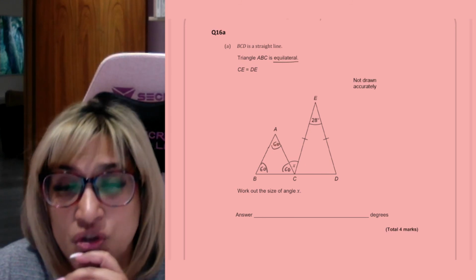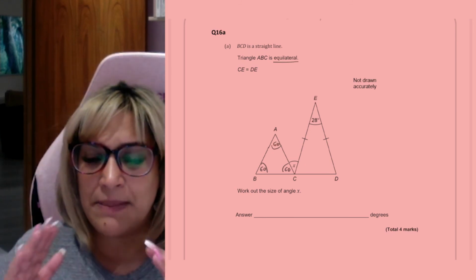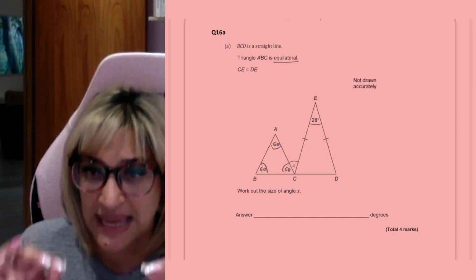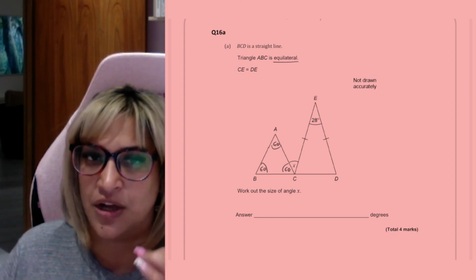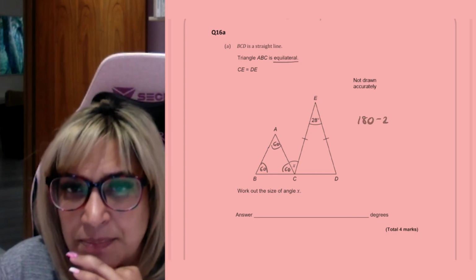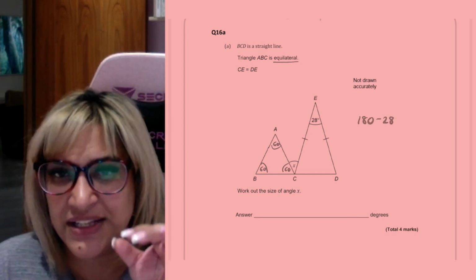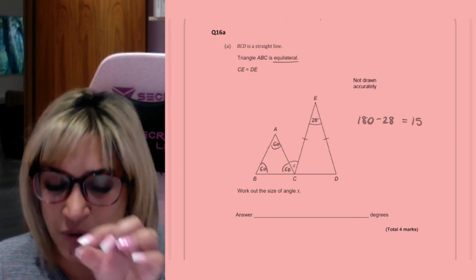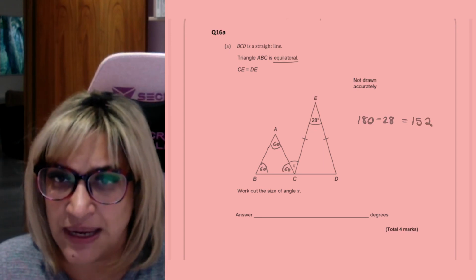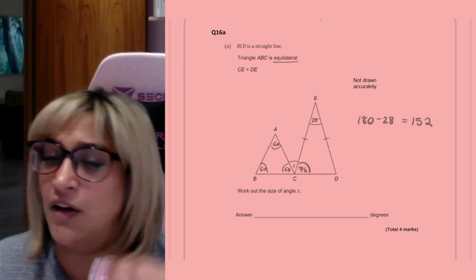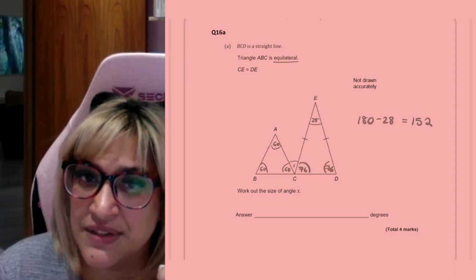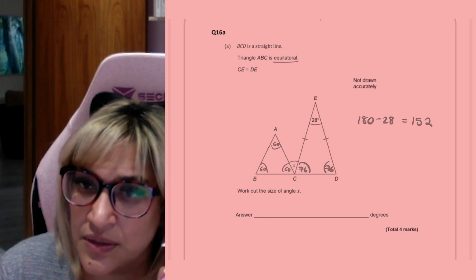Now with our isosceles triangle, remember the base angles are the same and all the angles in a triangle add up to 180. So 180 minus 28 is going to give us the 2 angles at the bottom. So the sum of the 2 angles, which is 152. But because they're the same, we half 152, we get 76, and those are the angles at the bottom.